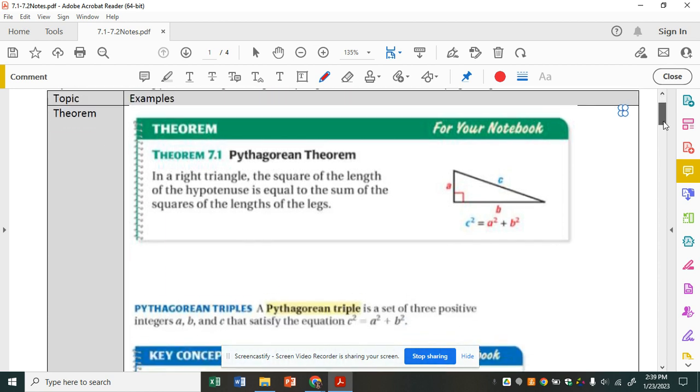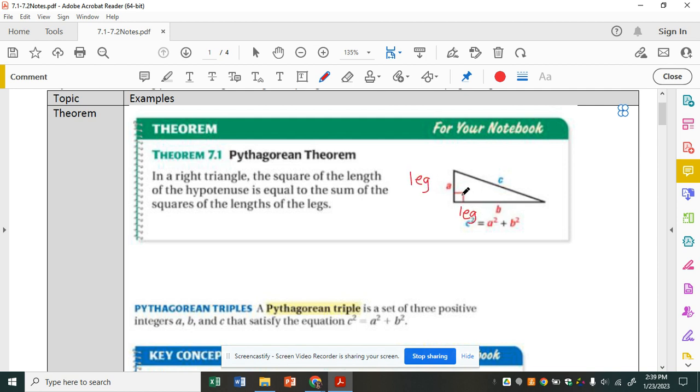Okay, so the first thing, which you guys have learned before, is the Pythagorean theorem. The Pythagorean theorem allows us to figure out a missing side length on a right triangle if I know two out of the three sides. First off, if I look at my diagram of the right triangle, A and B, the sides that form that right angle, are called legs.